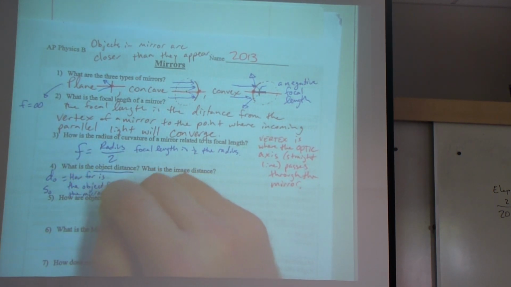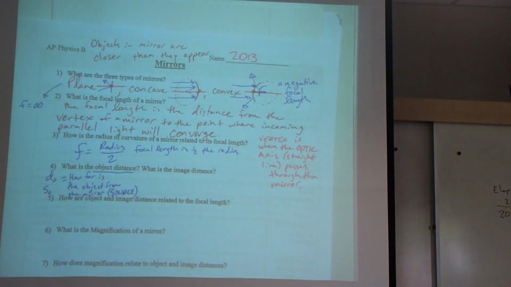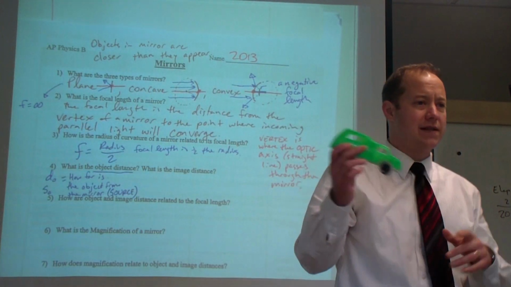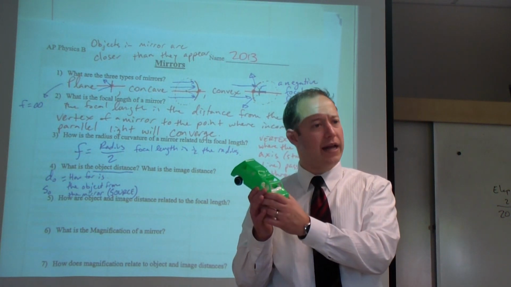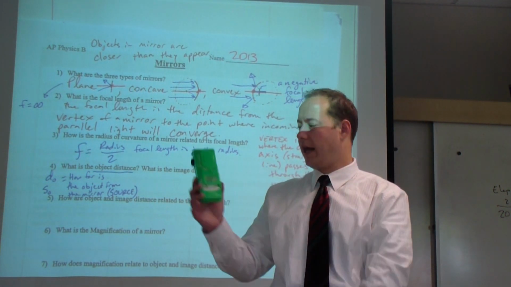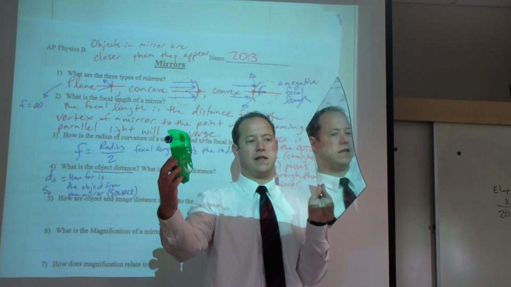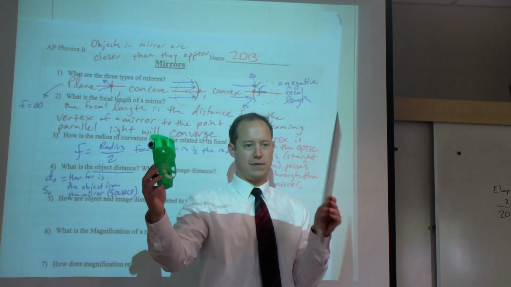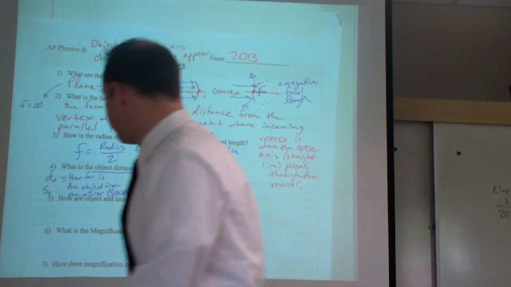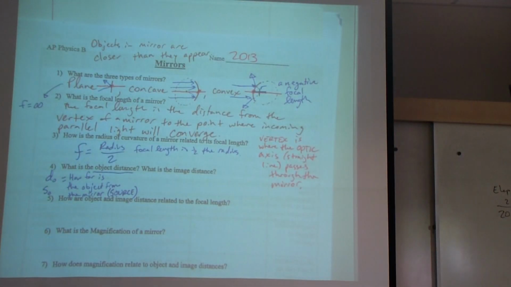The object is the source of light. It might be the flame from a candle. It might be the sun. Or it could just be any object. It could be this binder clip. It could be this car. Because objects, as you know, opaque objects will reflect light. Okay? So if I stick this object in front of a mirror, the distance between the object and the mirror, that's called the object distance. Got it? Piece of cake? Okay. No problem. What is the image distance?